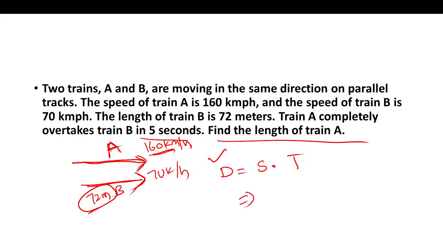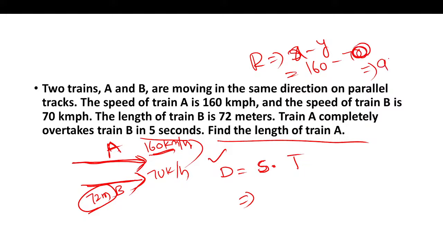What speed do we have to take? If only train A is going and train B is at the same position, we would take only one speed, nothing but 160 kilometer per hour. But here two trains are moving, so you have to take the relative speed. What is the relative speed when they are going in the same direction? X minus Y. What is the X value? 160 kilometer per hour. Y value, 70 kilometer per hour. And what is the speed? 90 kilometer per hour.